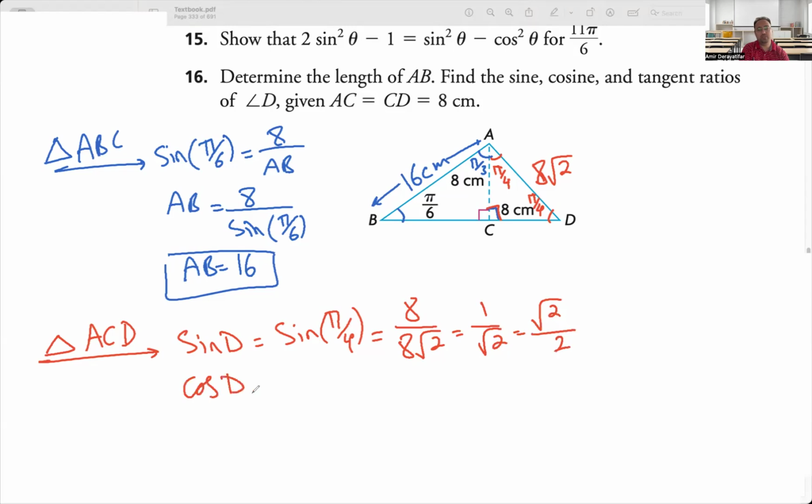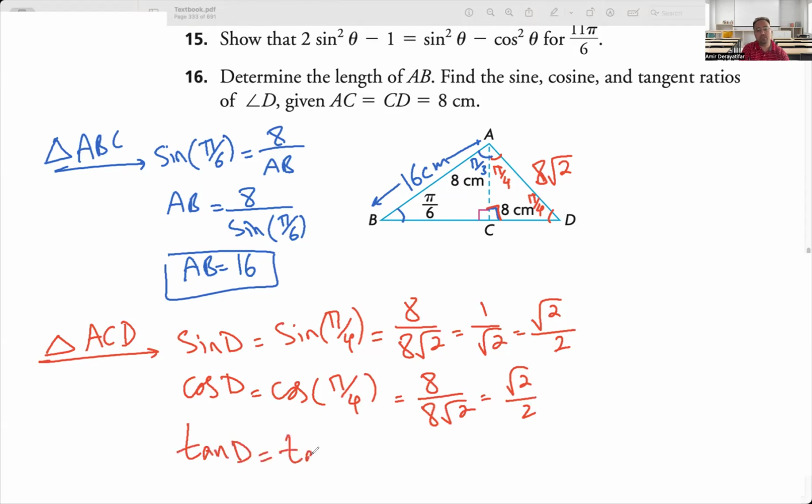Cosine of angle D, which is cosine of pi over 4, would be, again, adjacent, which is 8, over 8 root 2, which is just going to be root 2 over 2, same thing. And tangent of angle D, that is tan of pi over 4, which is obviously going to be 1, right? That would be 8 over 8, which is 1. Okay. So the moment you figure out angle D is pi over 4, your job is pretty much done, right? It becomes a pretty easy question.